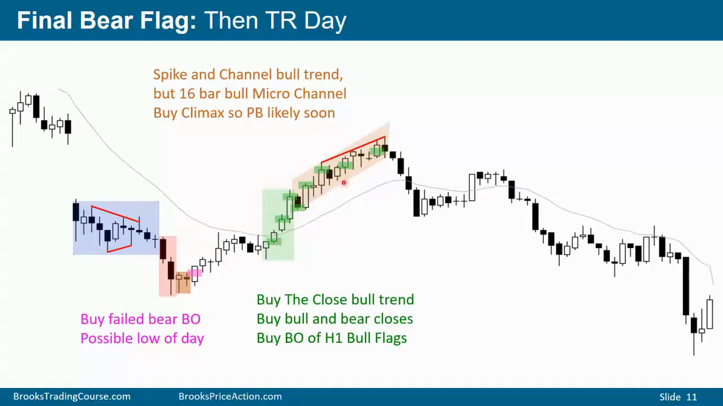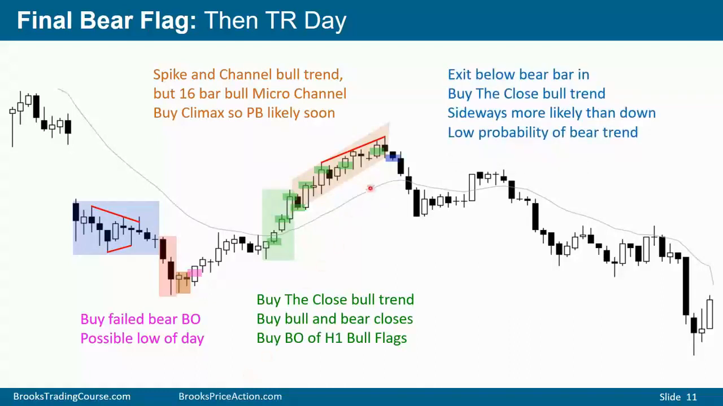16 consecutive bars where every low is at or above the low of the prior bar. That is unsustainable and therefore climactic, and therefore we might get a pullback fairly soon. Because of the possibility of a trading range day, a lot of the bulls will exit below the low of this bear bar, or they'll wait for 2 or 3 bear bars and then exit.